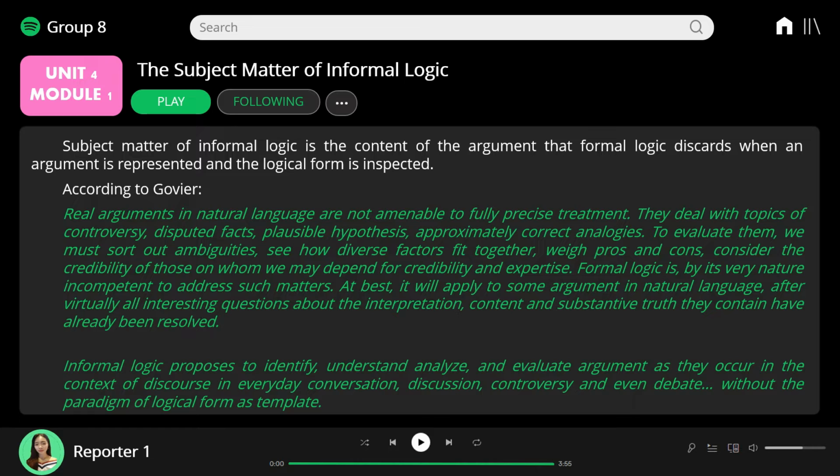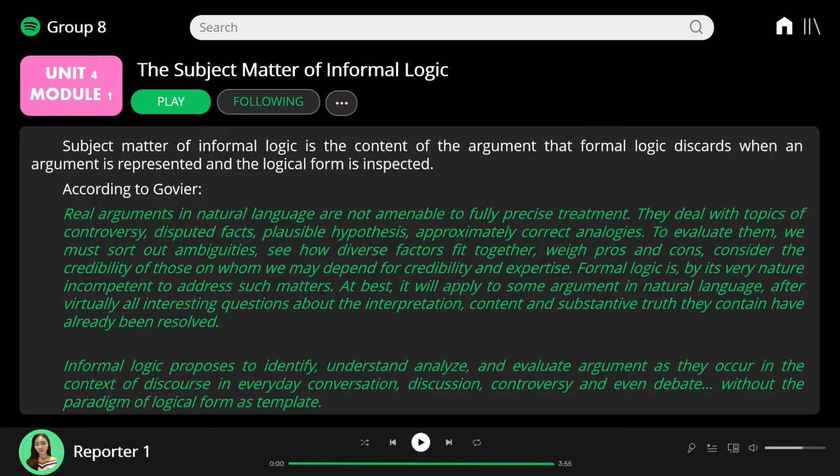According to the statement made by Govier in the presentation, informal logicians study arguments in their natural setting, like arguments that occur in ordinary discourse. It was said that real arguments in natural language are not capable of completely precise treatment. They deal with controversial topics, controversial facts, plausible hypotheses, and almost correct analogies. To assess them, we need to clear up ambiguities, see how different factors fit together, weigh the pros and cons, and consider the credibility of those we depend on for information and expertise. Formal logic is inherently incapable of addressing such questions.